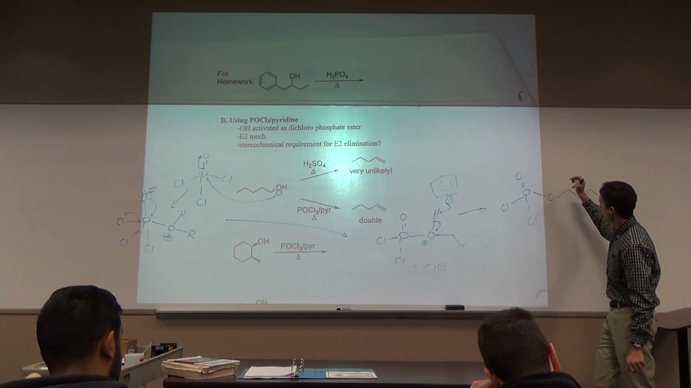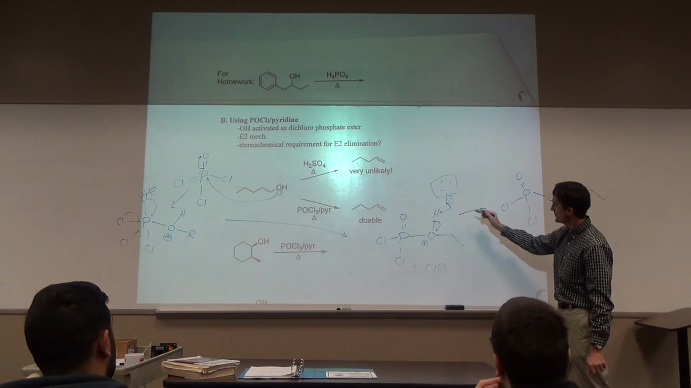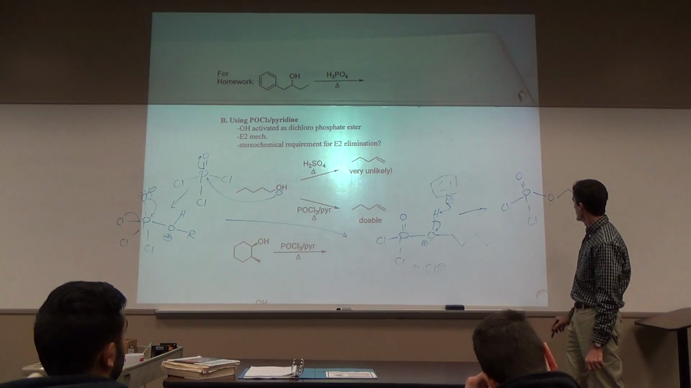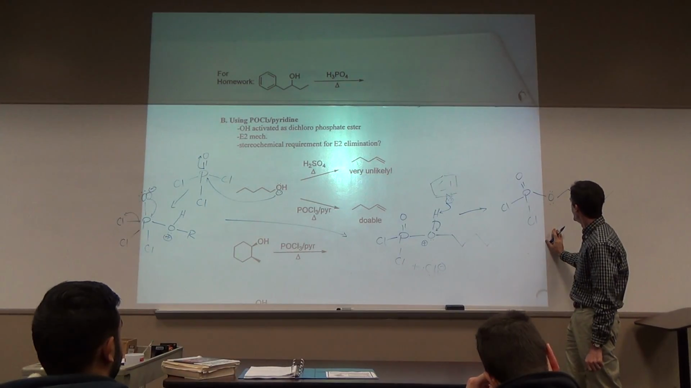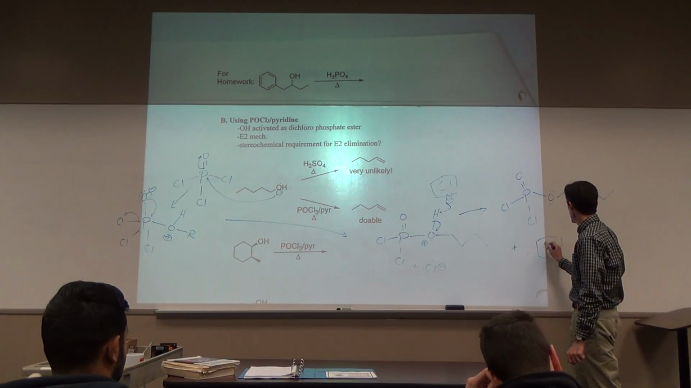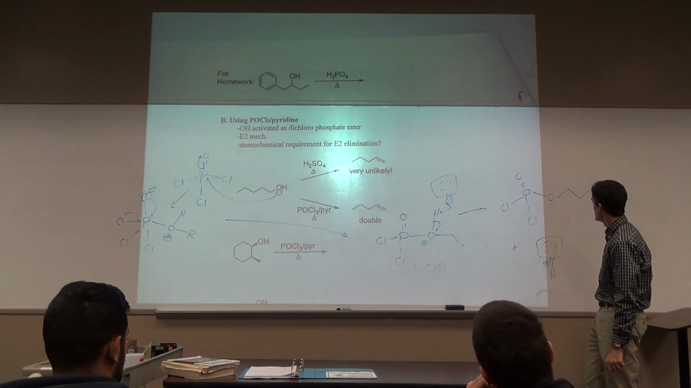Now we have the electrons back here. That's a neutral oxygen. We have Cl minus, but we also made a protonated pyridine. Okay? Plus protonated pyridine. You got this already drawn. That's a positive charge.